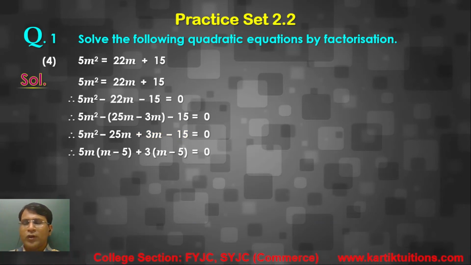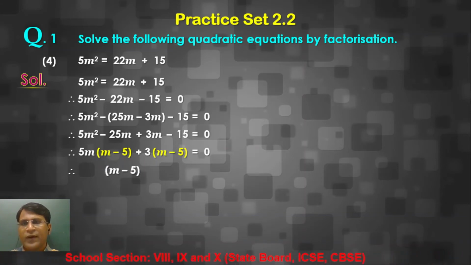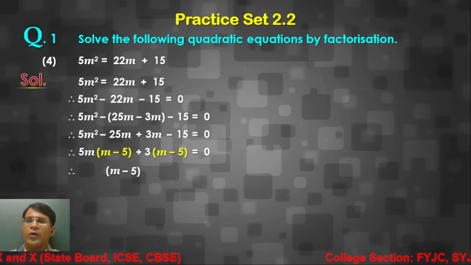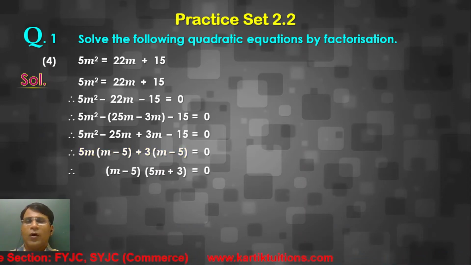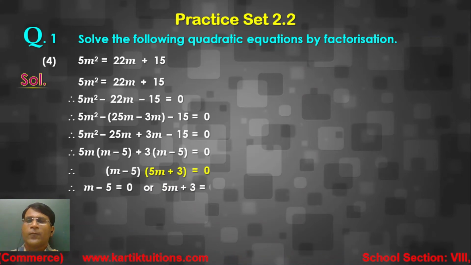Now we have got two terms. In both the terms, if you observe carefully, m minus 5 is common. So I'll write first m minus 5, and then I will write uncommon factors, that is 5m plus 3 is equals to 0. Now I have got two brackets, and the product of two brackets is equals to 0. That means either m minus 5 has to be equals to 0 or 5m plus 3 is equals to 0.